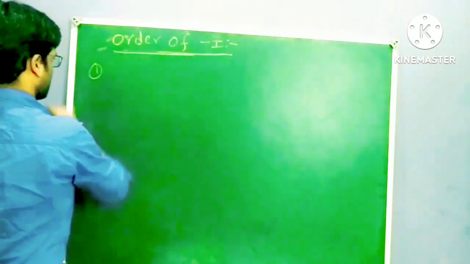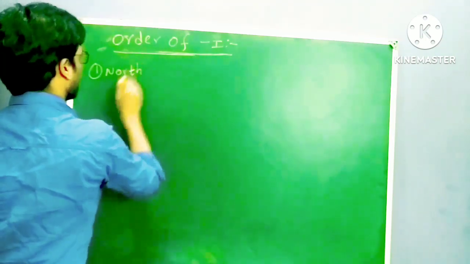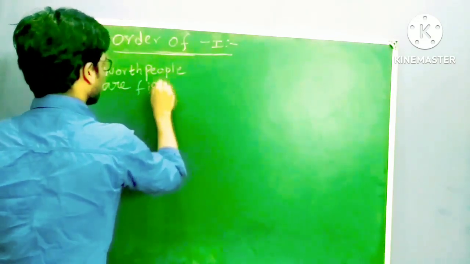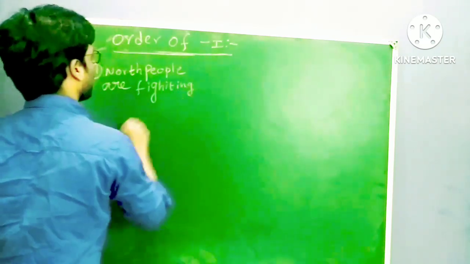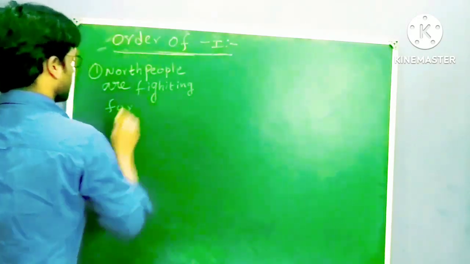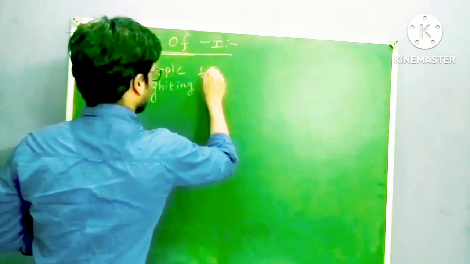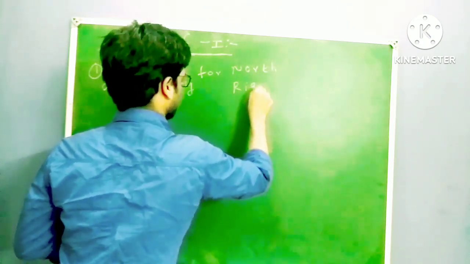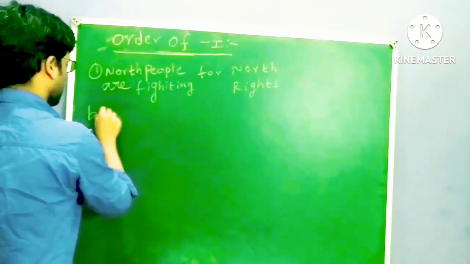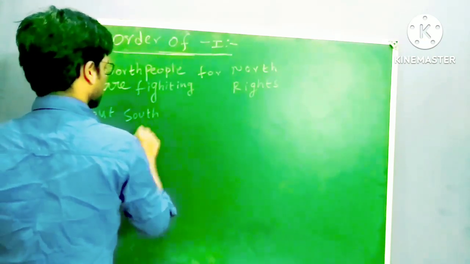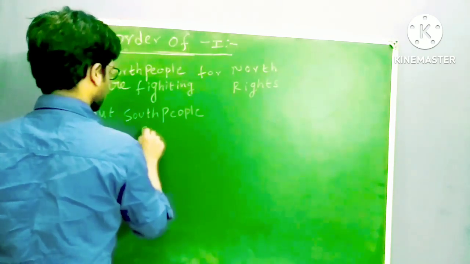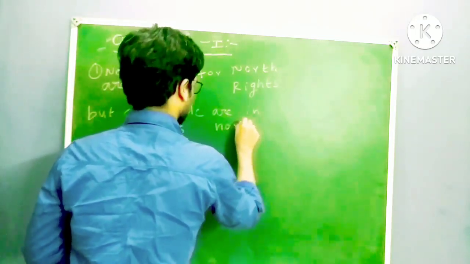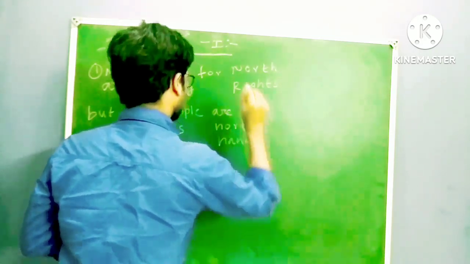See, the first trick. North people are fighting for north rights, but south people rights are in north hands. This is the trick.